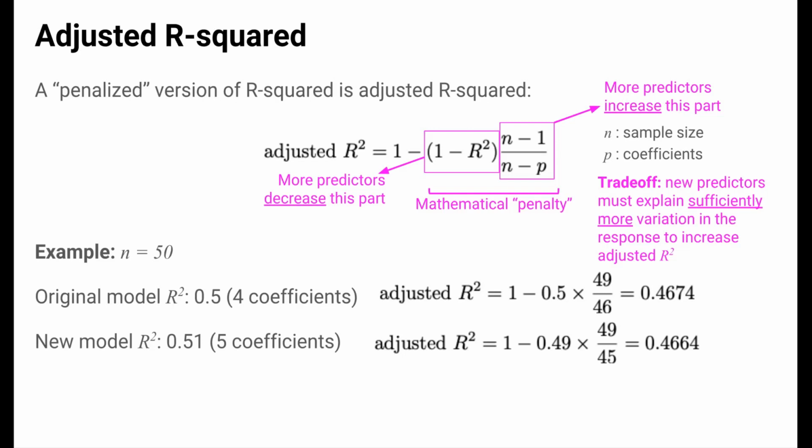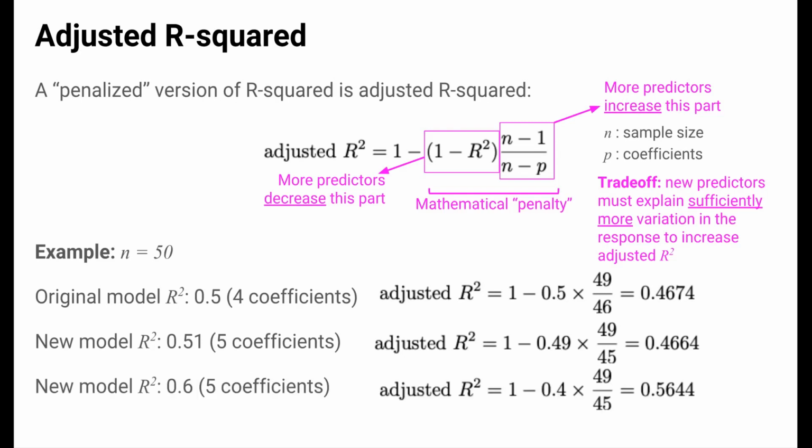In this case, the adjusted R-squared decreased for the new model because the increase in ordinary R-squared was so modest, 0.5 to 0.51. If the increase in ordinary R-squared had been more substantial, say to 0.6, the adjusted R-squared would have increased.